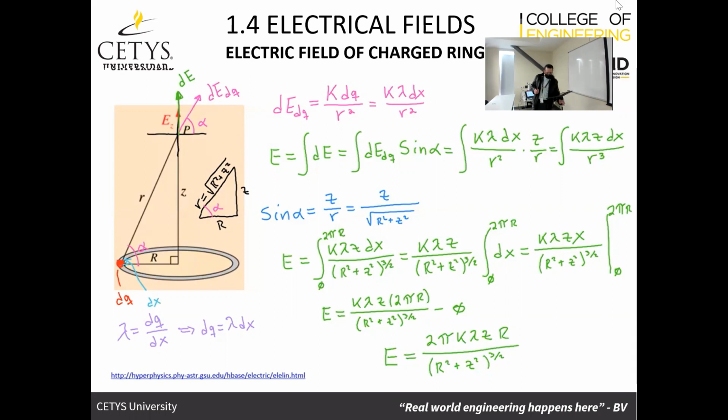Where the electrical field is going to be with regards to certain parameters here that have to do with the radius of the ring, the distance from the center of the ring, and obviously the electrical constant, and lambda, which is also a constant that represents how the charge is being distributed. Okay, so now what we're going to do is a couple of problems using this expression here.